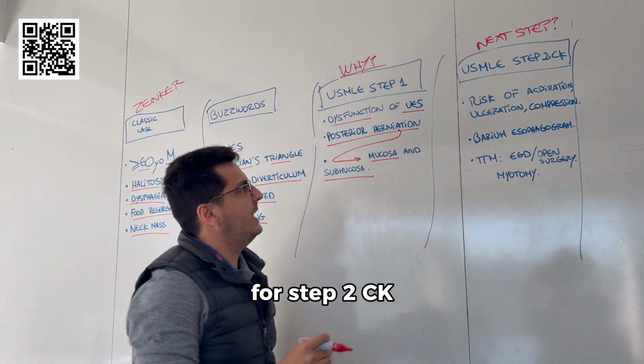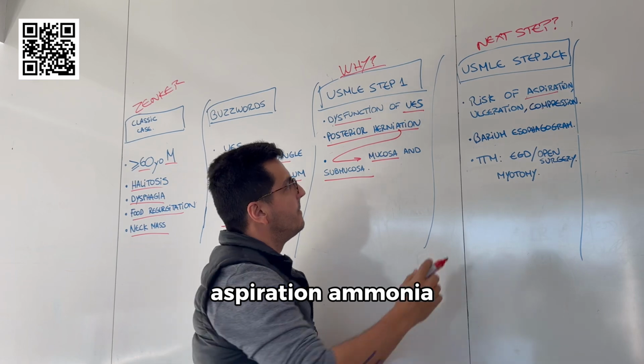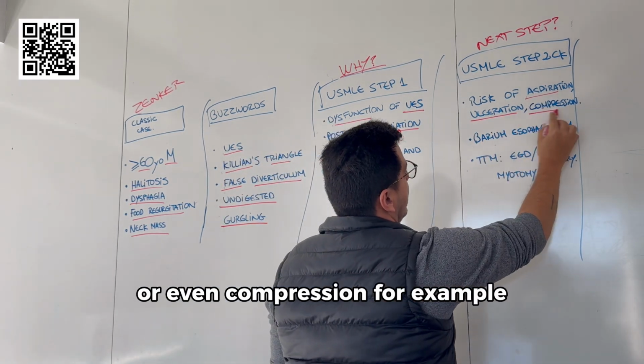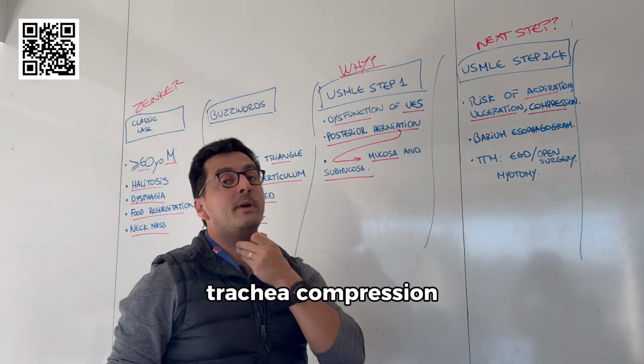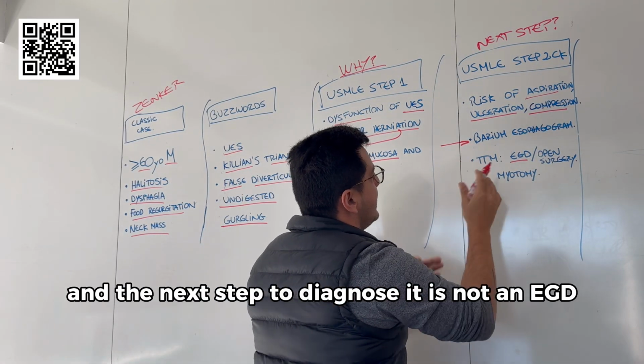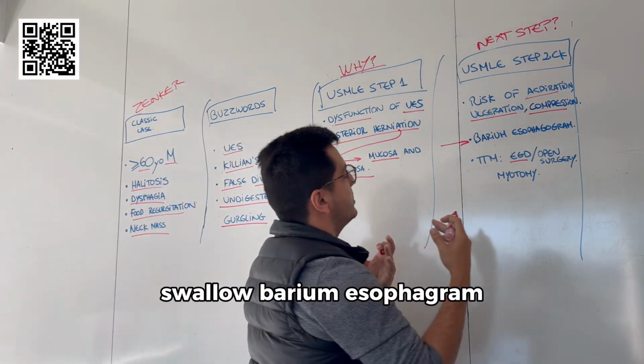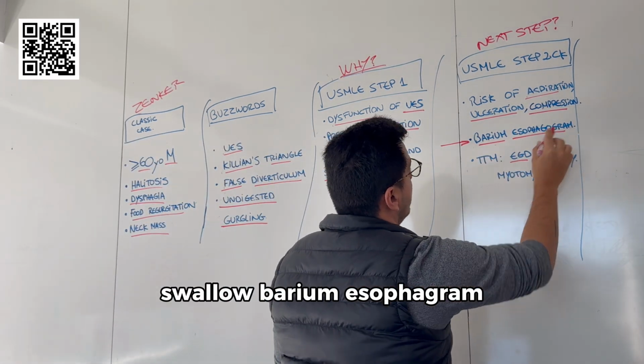For step 2 CK, you gotta know the risks: risk of aspiration pneumonia, or ulceration and bleeding, or even compression, for example, tracheal compression. And the next step to diagnose it is not an EGD because of the risk of perforation. So it's a barium swallow, barium esophagogram first.